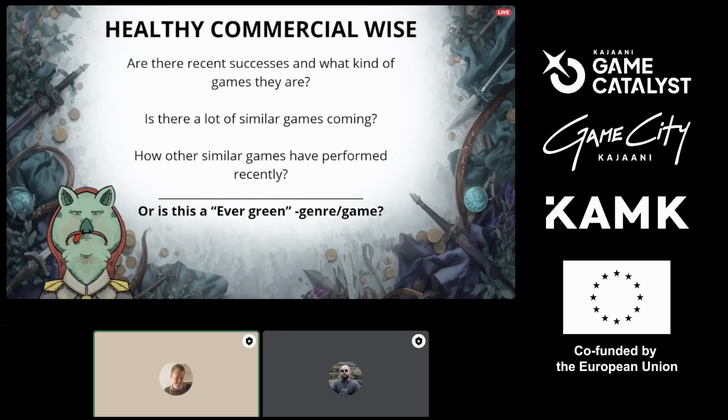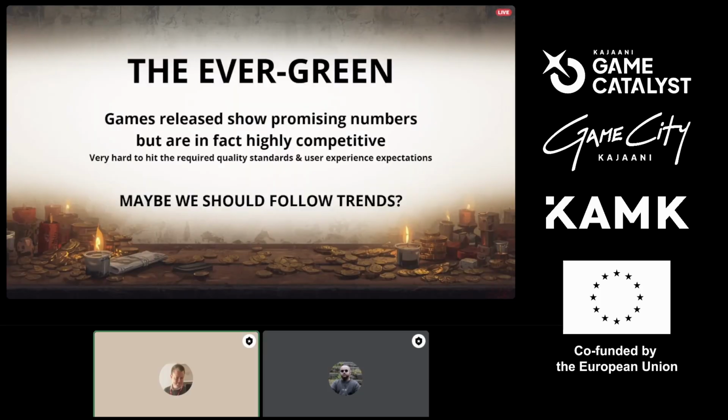But those games happen to be very often very competitive. So these evergreen games are games that show promising numbers but are in fact highly competitive. As an example, if you look at the data of some specific evergreen games, you may see that this is a very good selling genre or very good selling games and such.